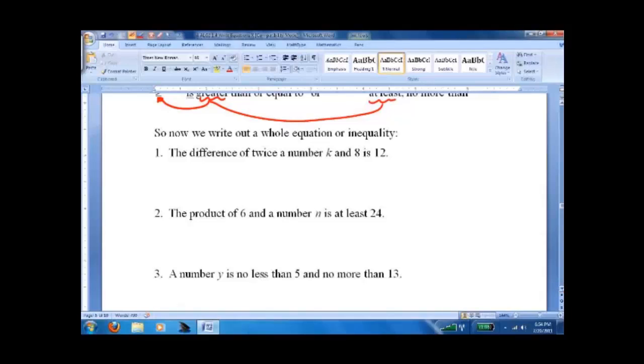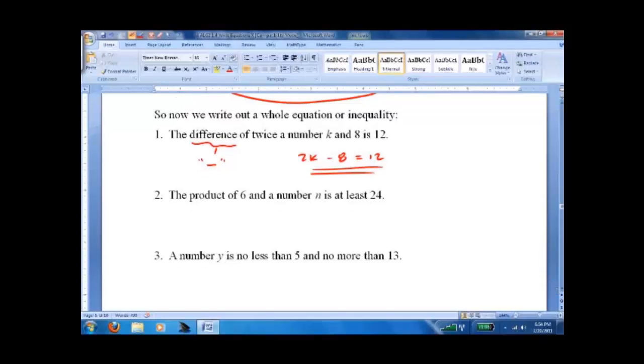Write out the whole equation or inequality. The difference of twice the number k and 8 is 12. So difference means minus. So we get 2k minus 8 equals 12. The product of 6 and a number n is at least 24, meaning it's greater than or equal to 24. So 6n, and product tells us it's multiplying, which you do not have to put the dot in. It's greater than or equal to 24.